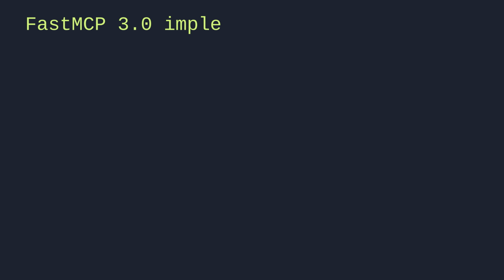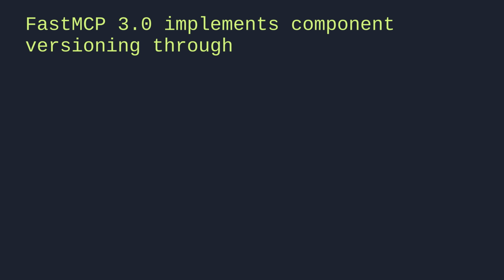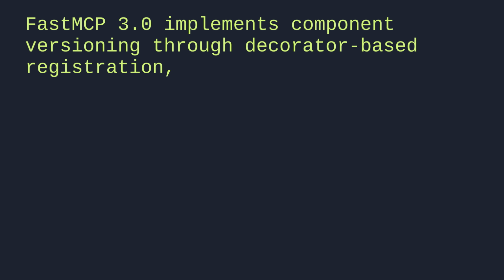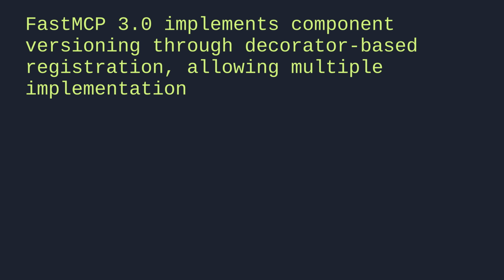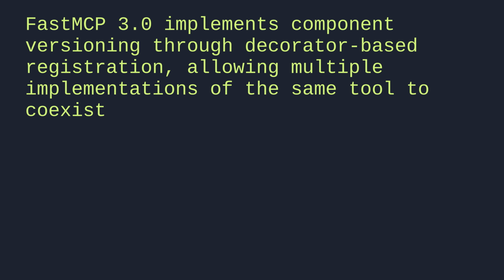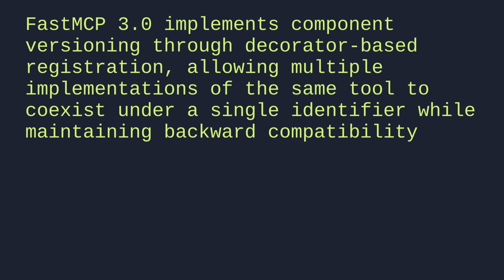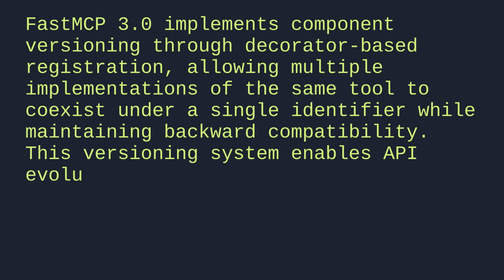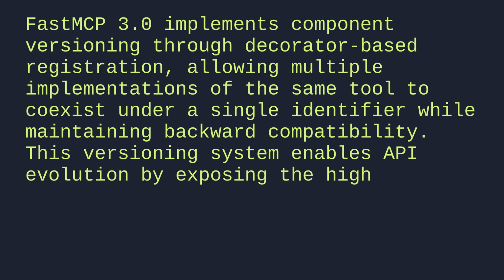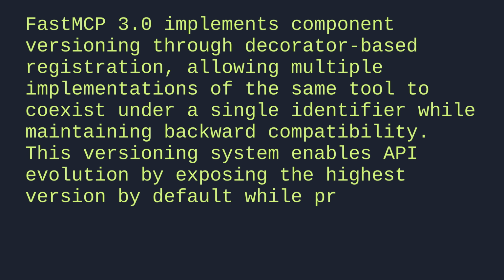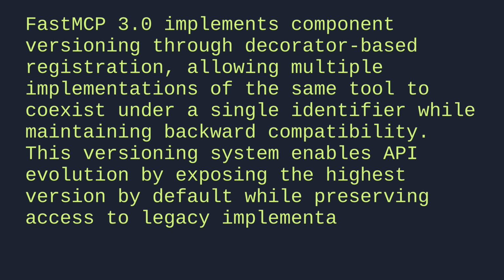FastMCP 3 implements component versioning through decorator-based registration, allowing multiple implementations of the same tool to coexist under a single identifier while maintaining backward compatibility. This versioning system enables API evolution by exposing the highest version by default while preserving access to legacy implementations.